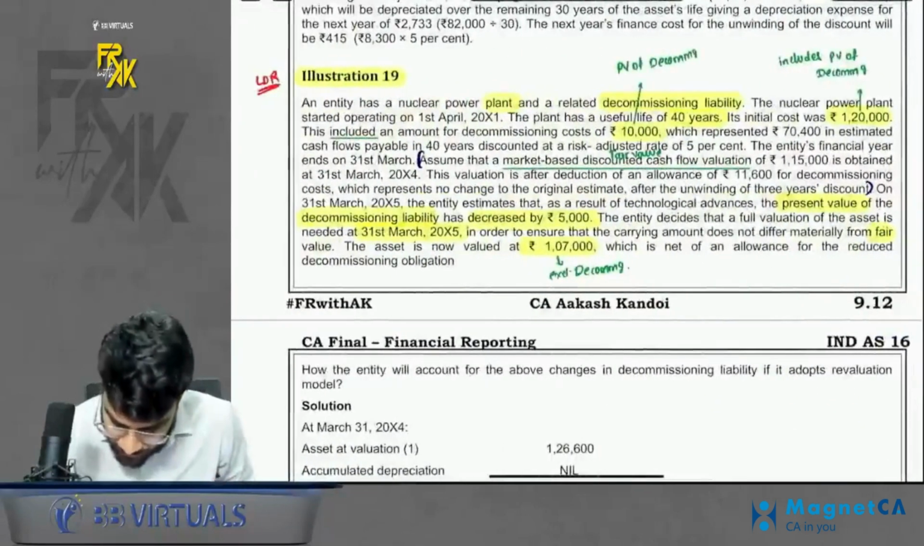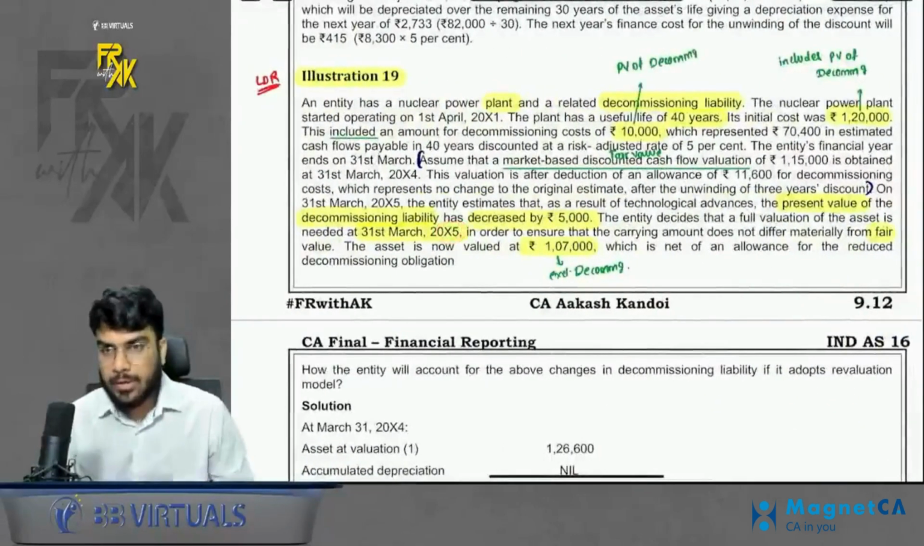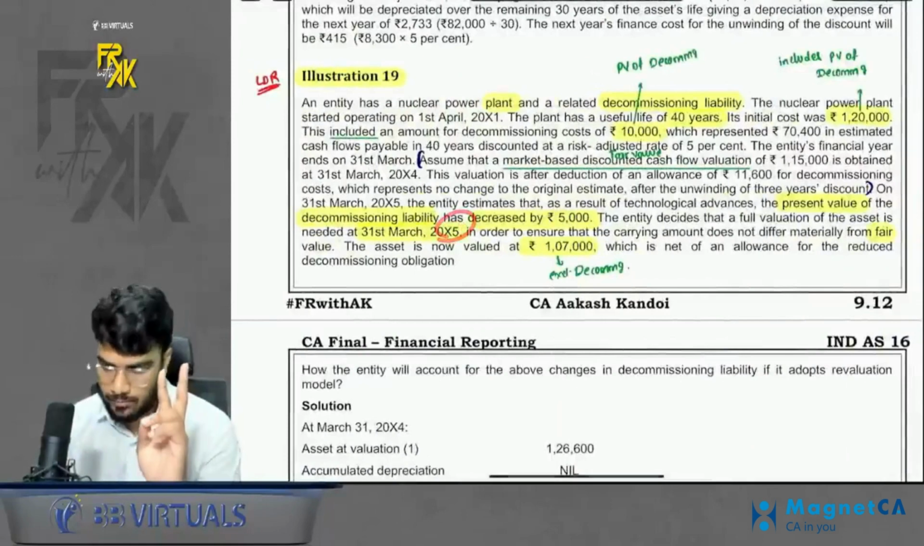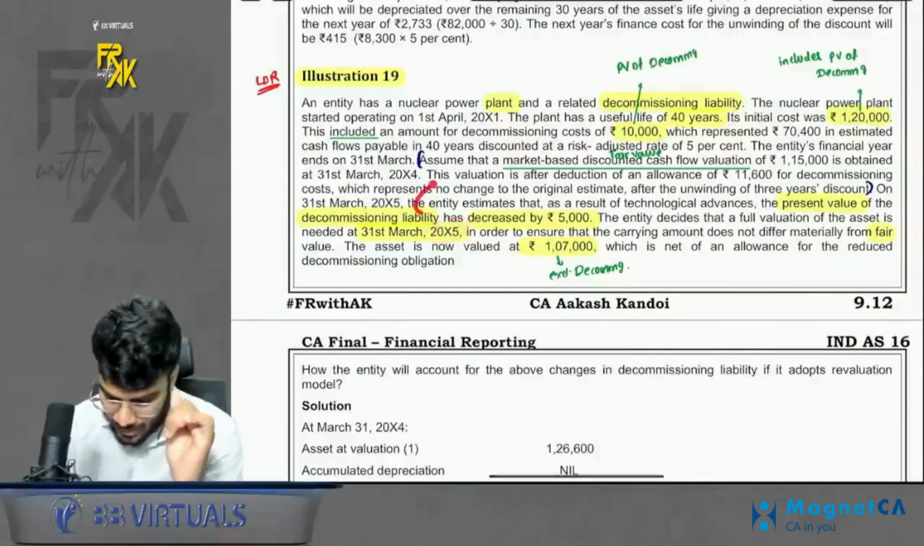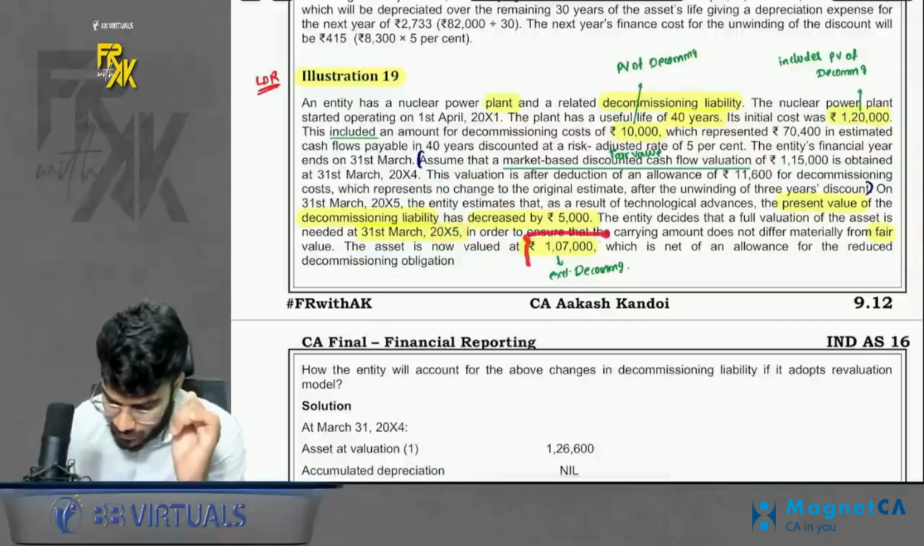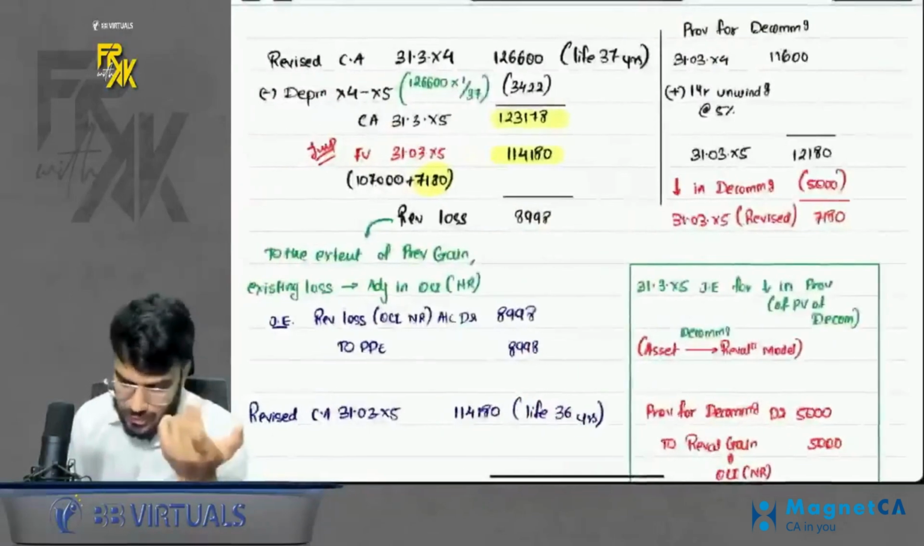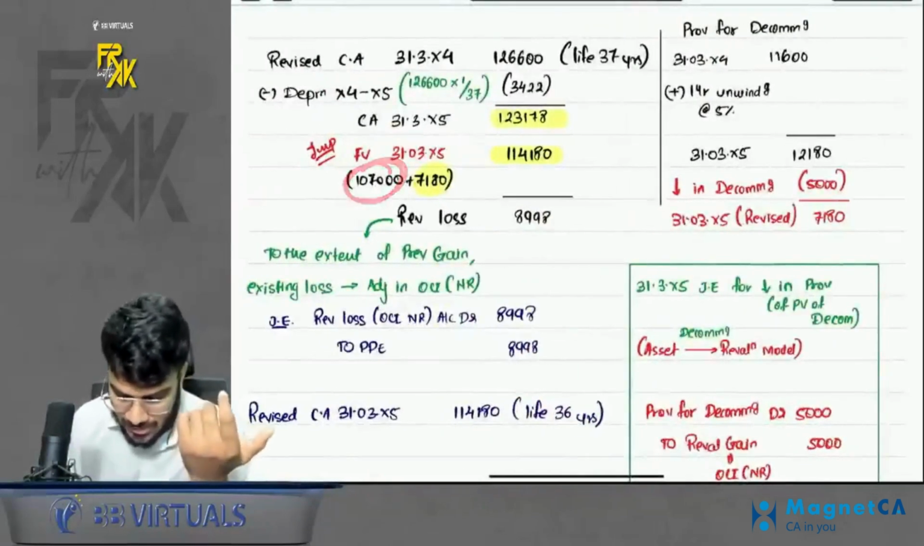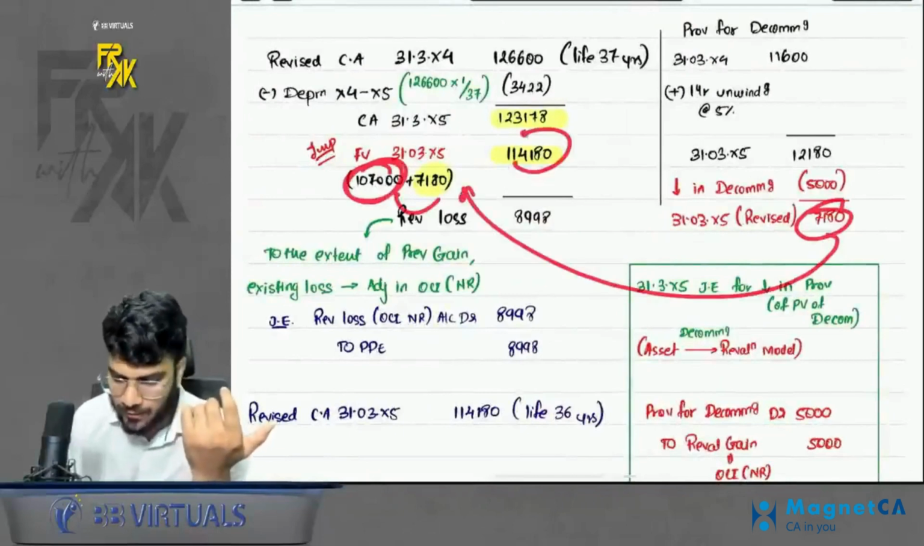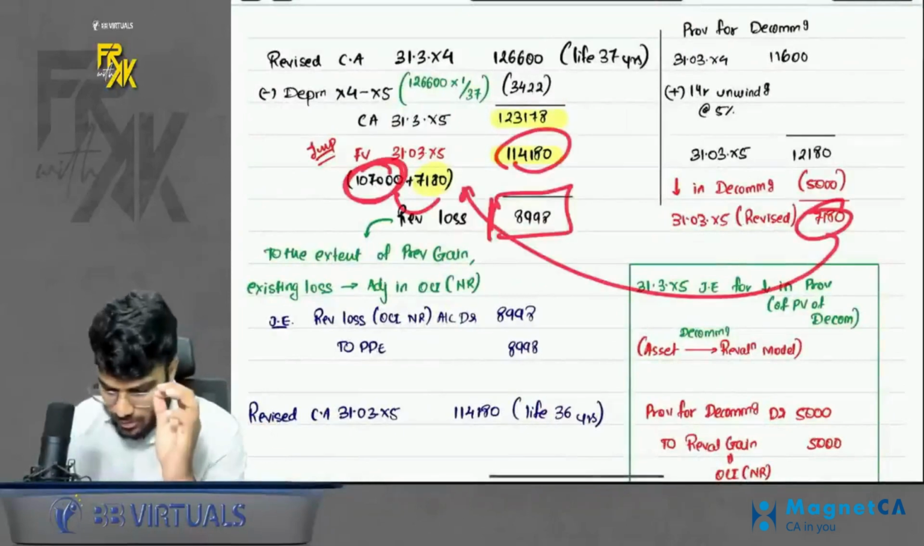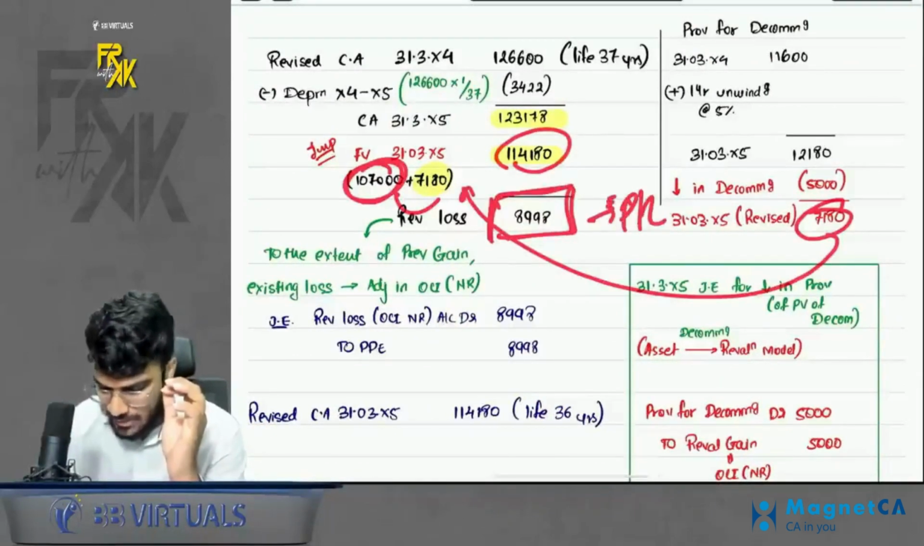On 31st March 15 itself, there are two adjustments. One is reduction of decommissioning and one is also performing the fair valuation again. The fair value is given excluding decommissioning. At the revised value of decommissioning, you will get the fair value. There is a loss now. Such loss, where do we transfer? Directly profit and loss? The answer is no.